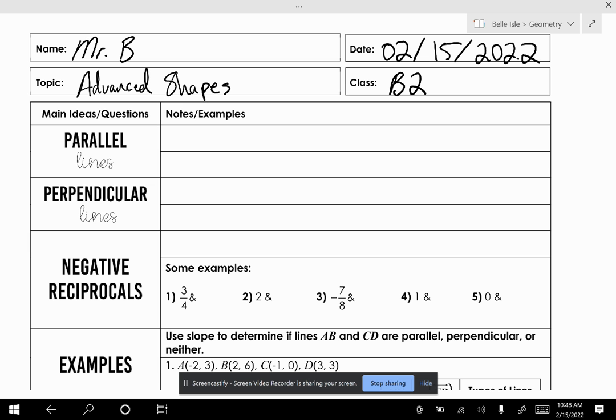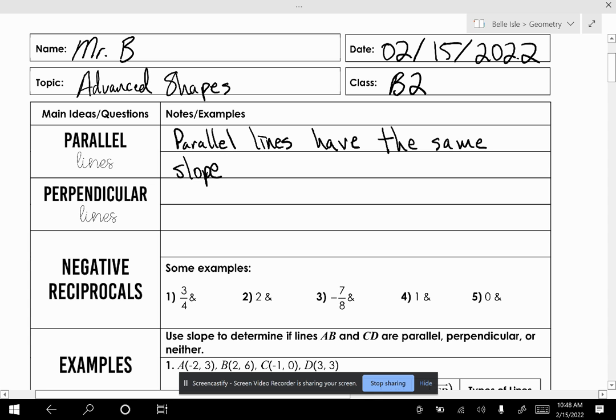Parallel lines. Okay, if two lines are parallel with each other, do they have the same slope or different slope? They have the same slope. Okay, we see the symbol as two vertical lines, representing parallel. You've seen that already.